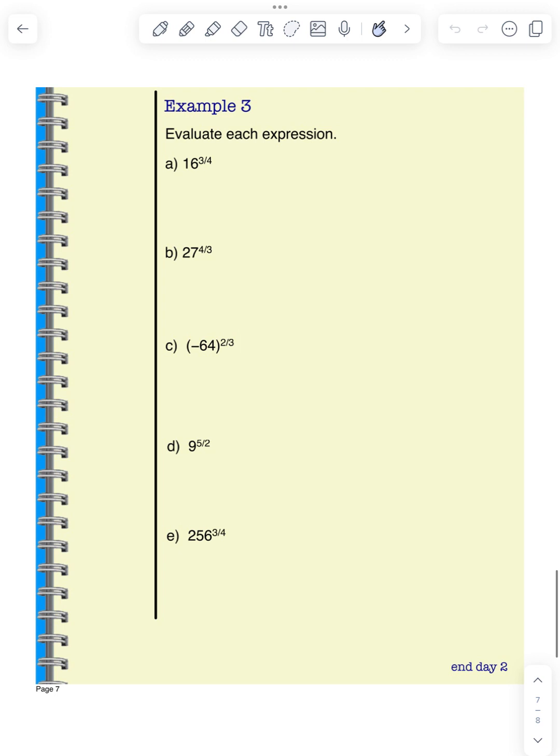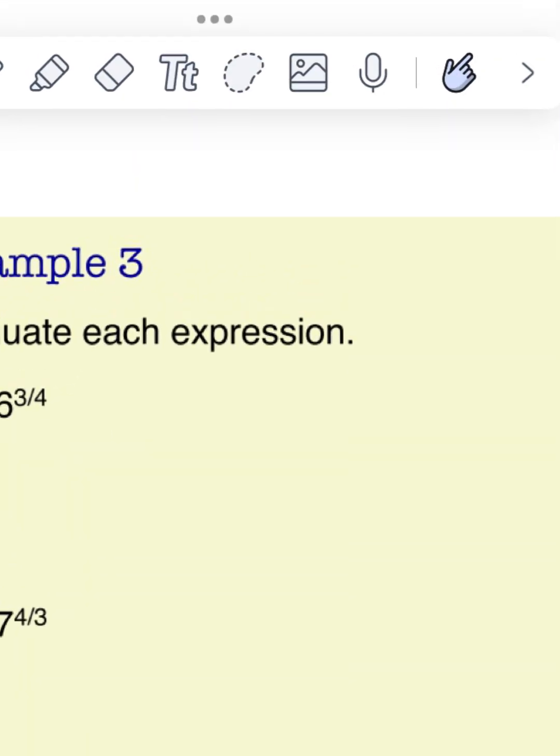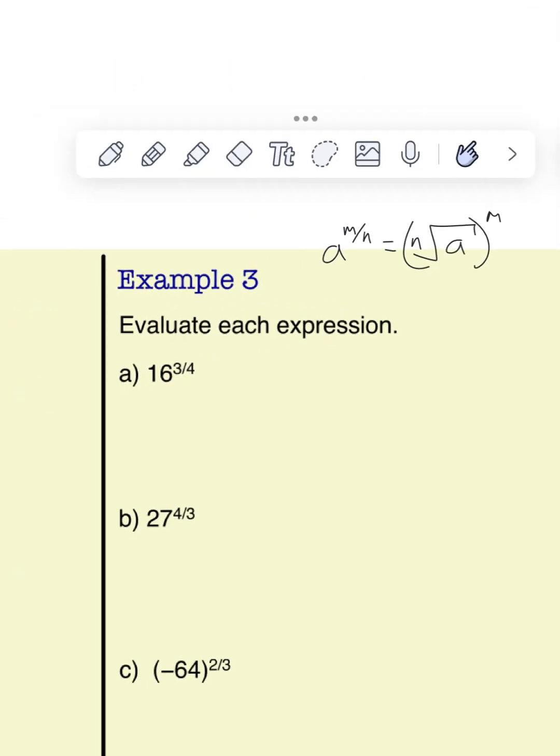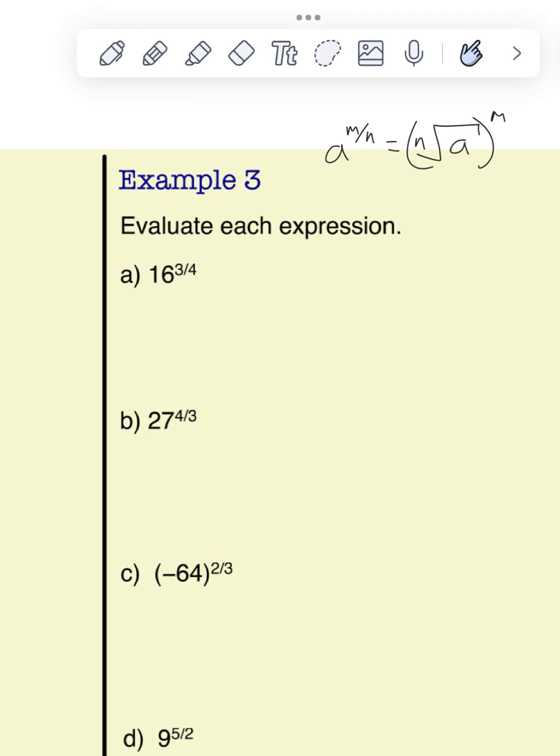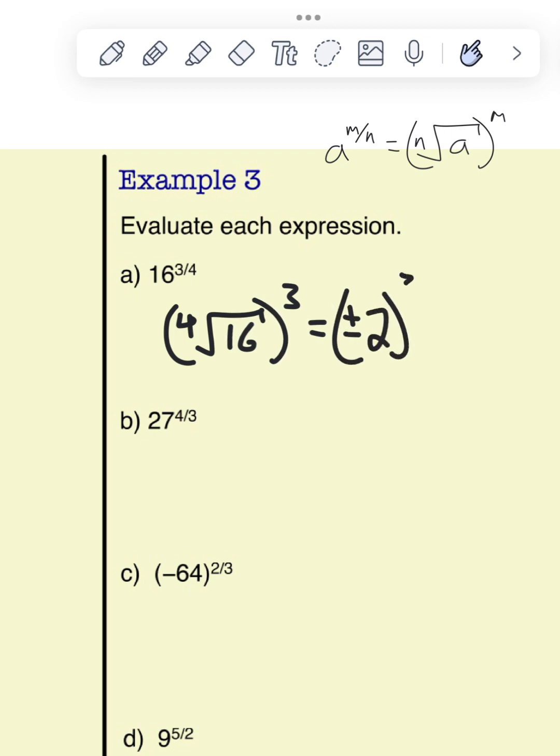All right, like I said on that last page, I'm going to want to write down that little helpful hint. So a to the power of m over n is the nth root of a to the power of m. All right, so if I have 16 to the power of 3/4, I'm finding the 4th root of 16 to the power of 3. The 4th root of 16 is positive negative 2. To the power of 3 is positive negative 8.